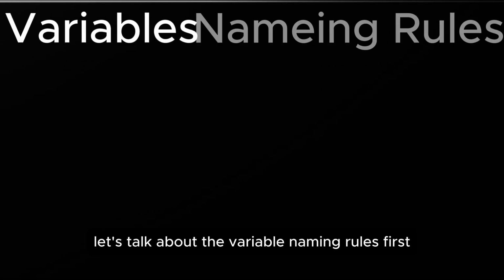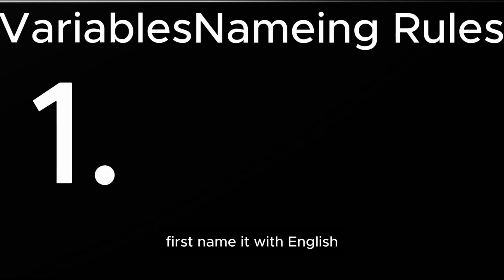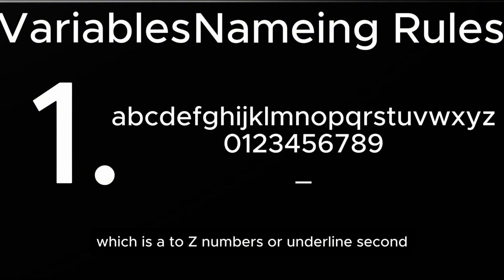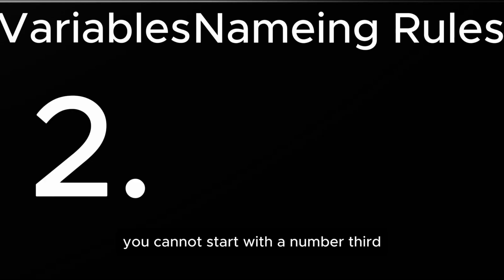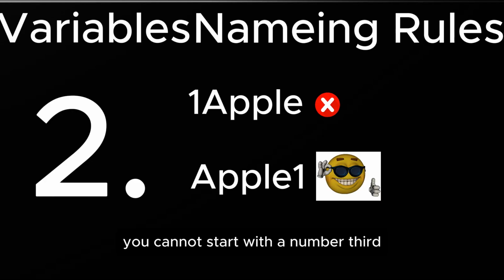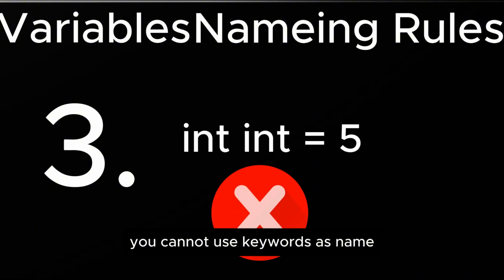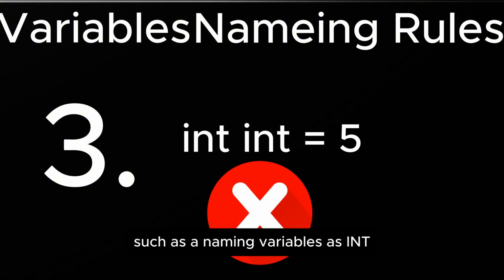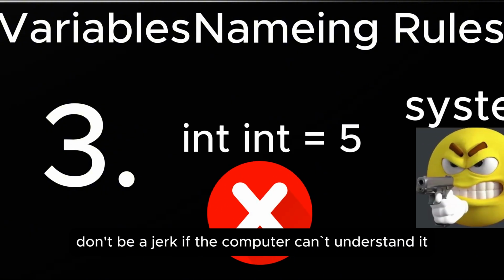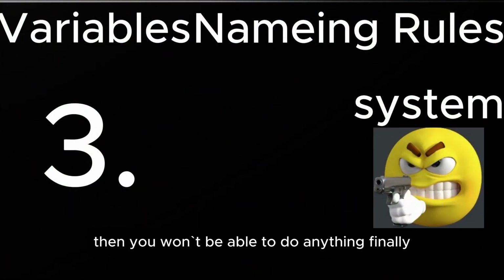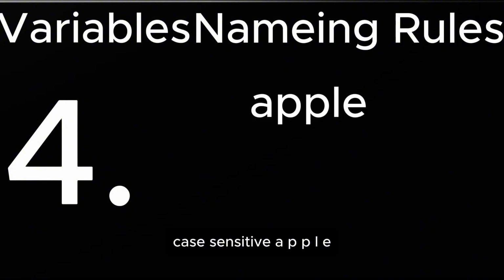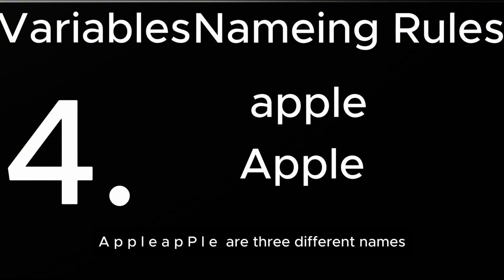Let's talk about the variable naming rules first. First, name it with English letters, which is A to Z, numbers or underline. Second, you cannot start with a number. Third, you cannot use keywords as names, such as naming a variable int. Don't be a jerk. If the computer can understand it, then you'll be able to do anything. Finally, it is case sensitive. Apple, APPLE, and aPPLE are three different names.